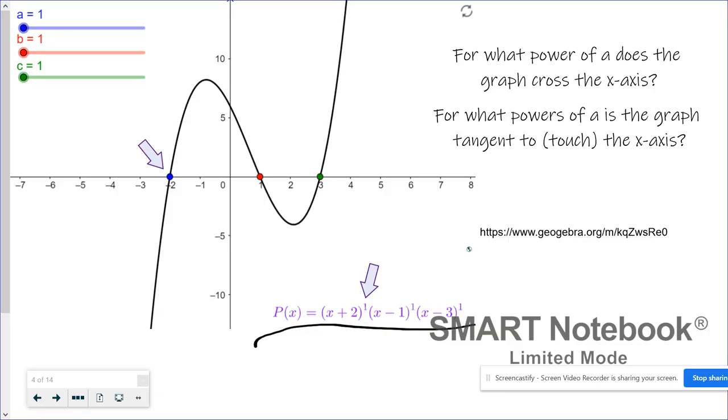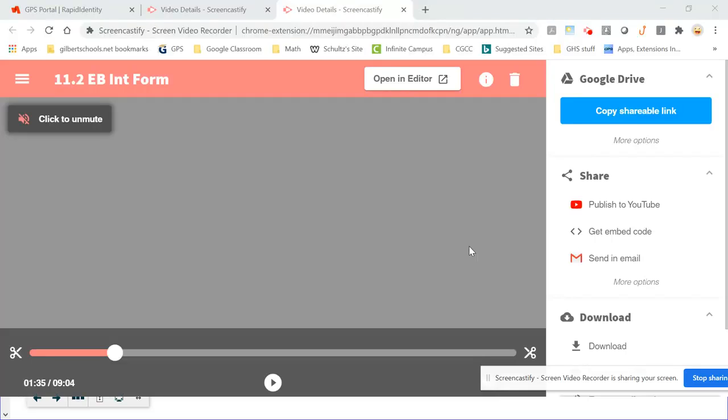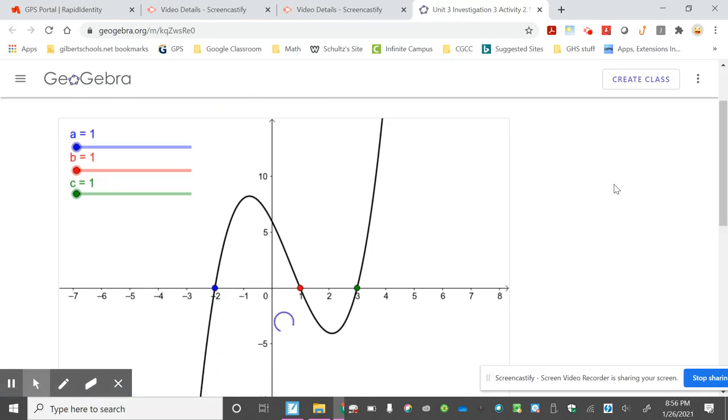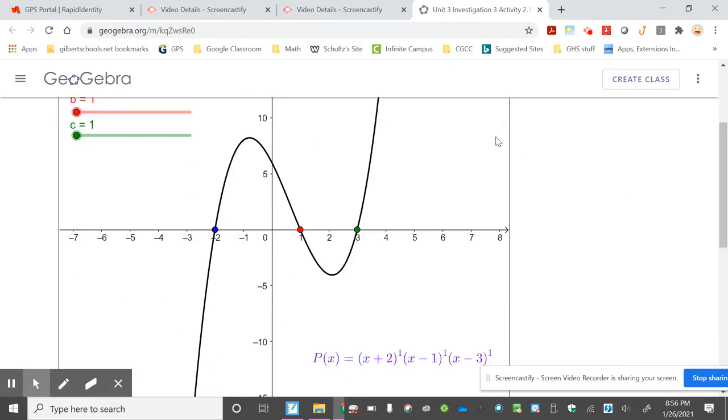Now I asked you for what powers of a does the graph cross the x-axis, and for what powers of a is it tangent to or simply touch the x-axis. And so a, I'm pointing to that exponent here, and that exponent corresponds to the factor that tells us -2 is an x-intercept. So let's actually go here and explore this a little bit more together, okay.